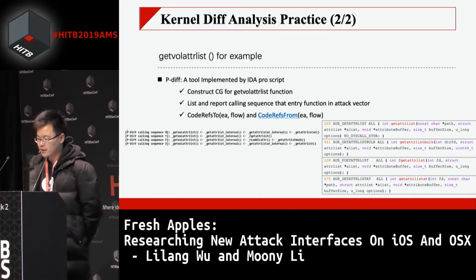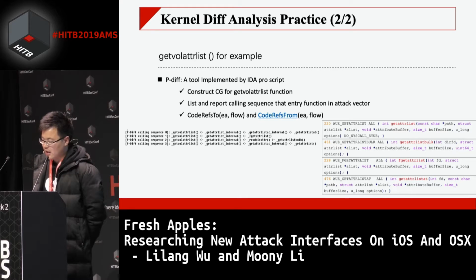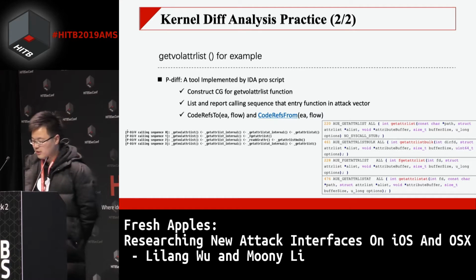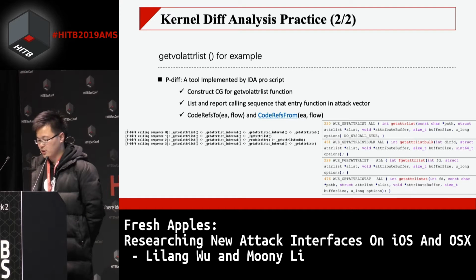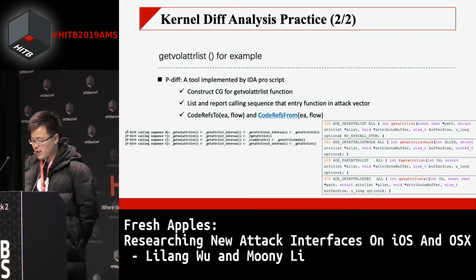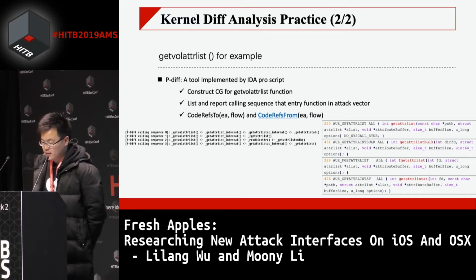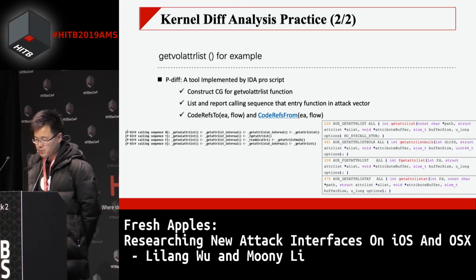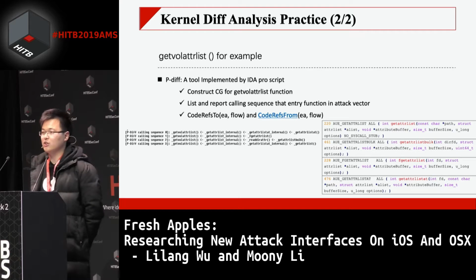For constructing the calling sequence for the changed functions, we implement a tool, pdiff, based on an IDA script. Good news for us is that the kernel is open source and nearly no strings are stripped, so it is friendly for us to construct the code graph. The right figure is the entry function list we got from pdiff, which can touch this changed function through user space.